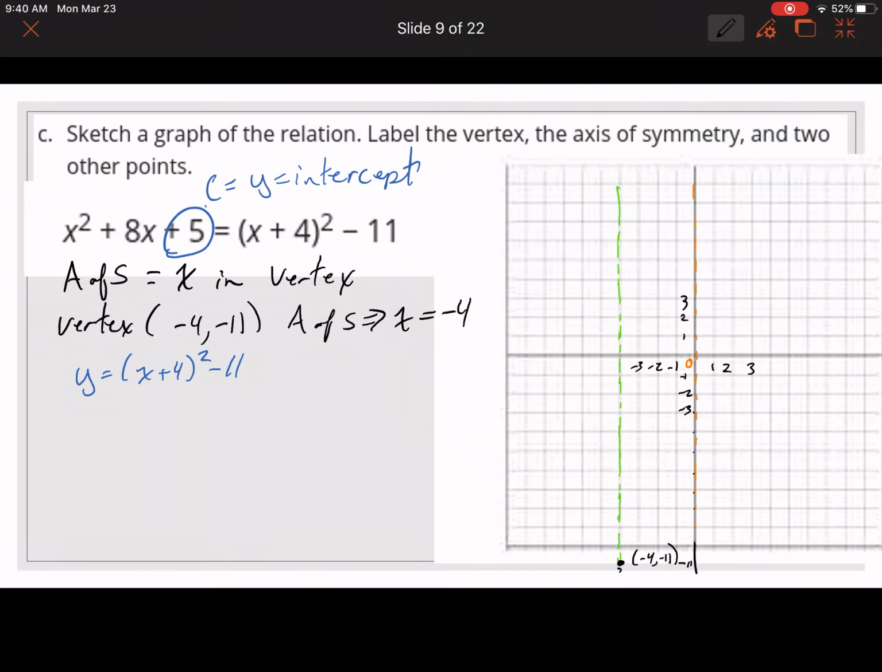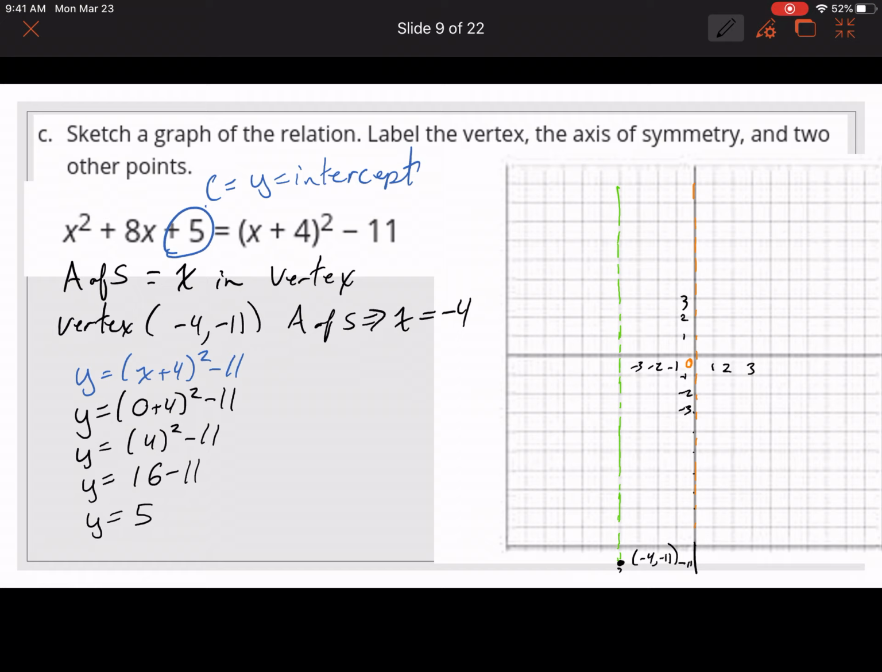So we're going to do it. We want to find y. X is going to equal 0, and we'll just do our algebra. 16 minus 11, y equals 5. So we already knew that because if we remember from the very beginning of chapter 4, we talked about that. Otherwise, you can figure that out like that.